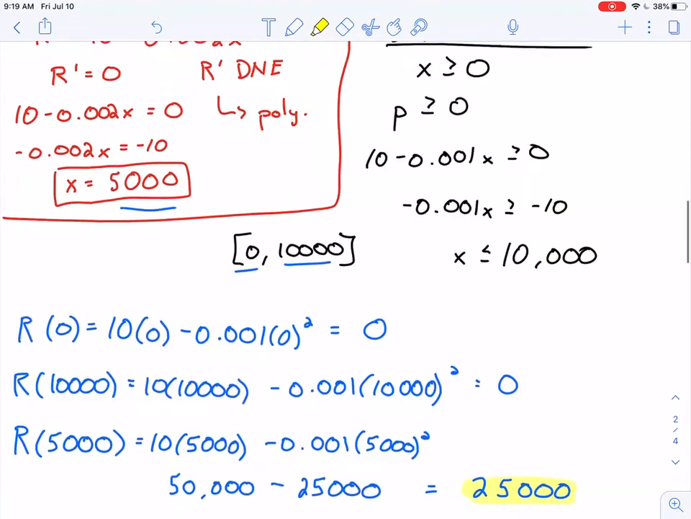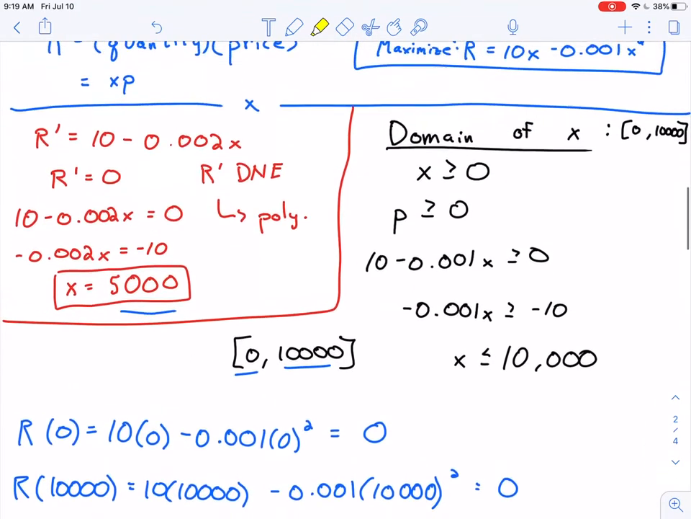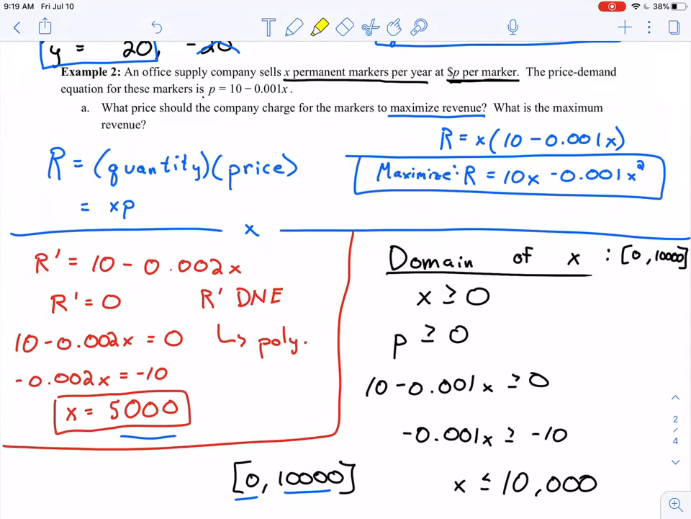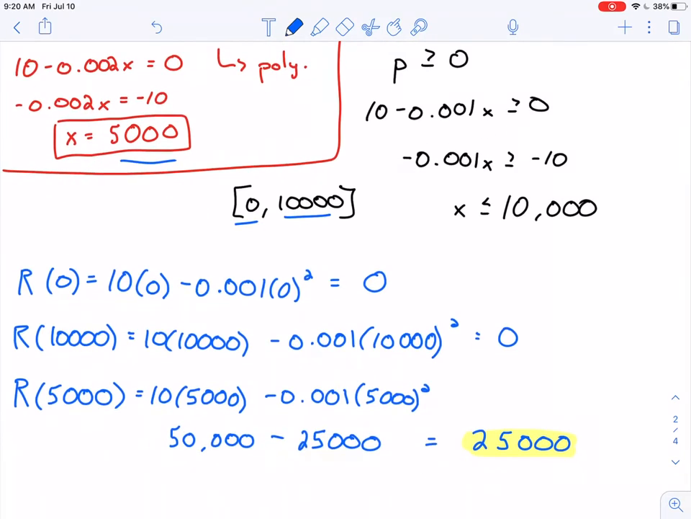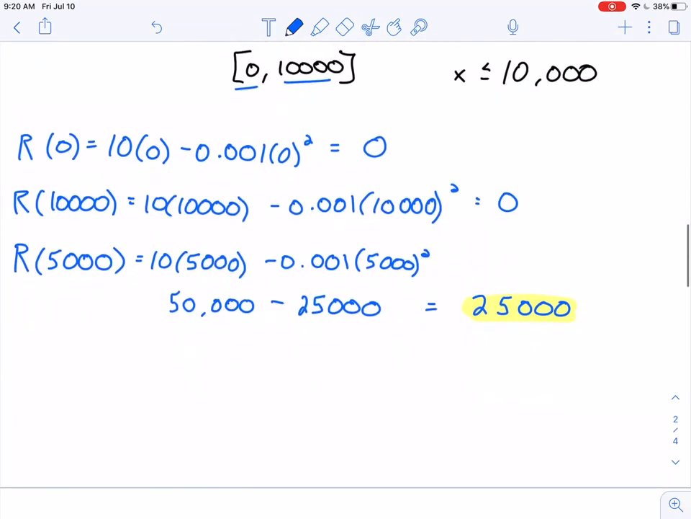So, okay, let's revisit this problem, make sure that we've answered all of the questions here. First of all, it says, what price should the company charge for the markers in order to maximize revenue, and what is the maximum revenue? So I really have two questions. First, I'm going to answer this question just because I already have it. What is the maximum revenue? The maximum revenue was this highlighted number down here, 25,000. So the max revenue is equal to $25,000.